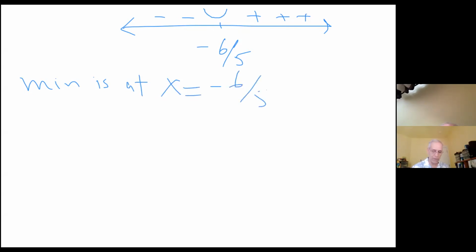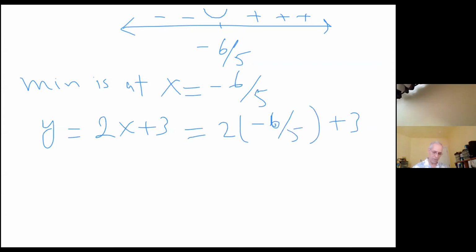Now, all I have to do is find the y value for that. So I can say that y equals, from the previous page, 2x plus 3, the original problem that we had. So that equals 2 times negative 6 over 5 plus 3. And that equals negative 12 over 5 plus 3, and I'm going to write 3 as 15 over 5 to have a least common denominator. So that gives me 3/5.